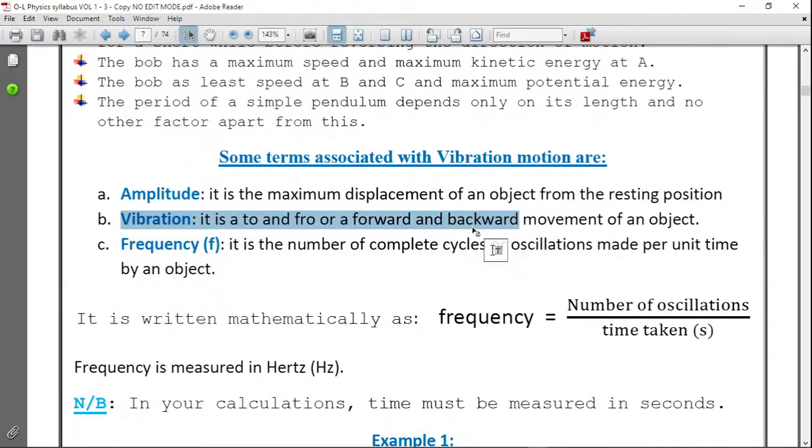And what is frequency? The frequency of an object is the number of complete cycles or oscillations made per unit time. And note, very important, the time must be in seconds. Whenever you have to calculate frequency in an exam, the time must be converted to seconds. So if they give the time in minutes, convert it to seconds. These are some of the mistakes that students make. So mathematically, the frequency of an object is given by the number of oscillations or the number of cycles divided by the time taken. And the number of cycles per unit time is equal to the hertz. The hertz is the same as 1/second.